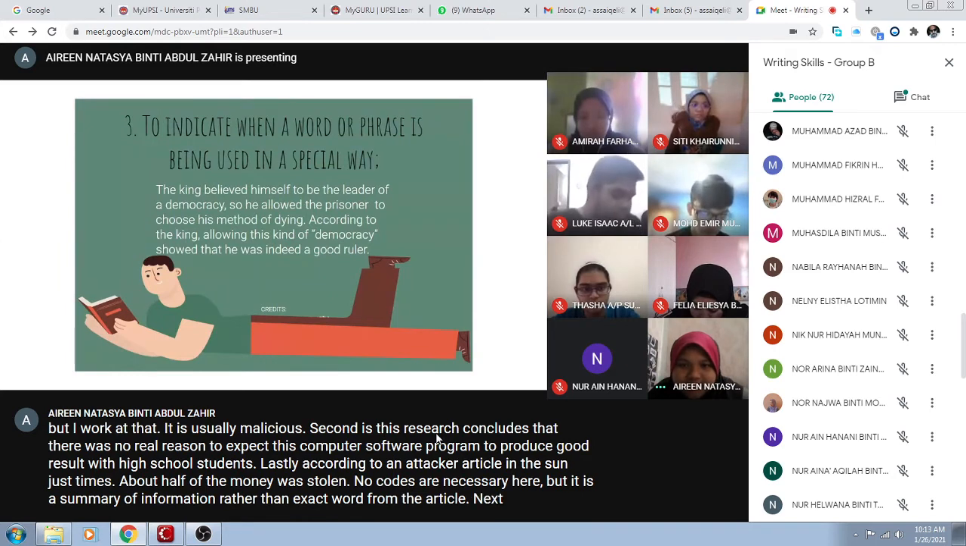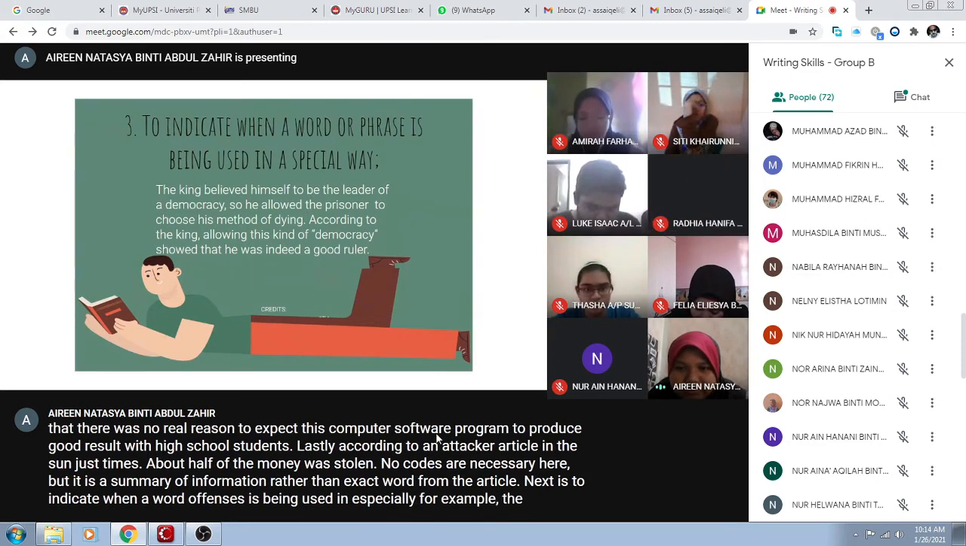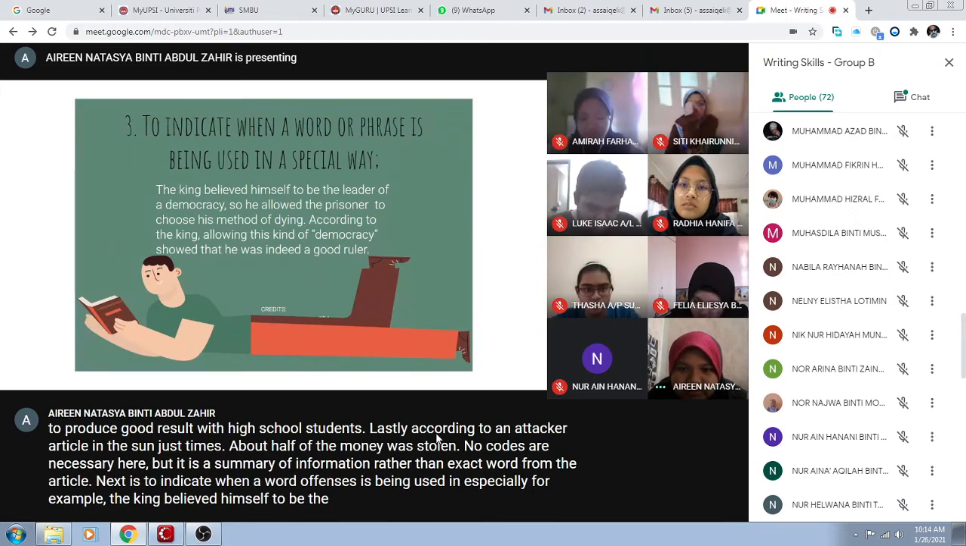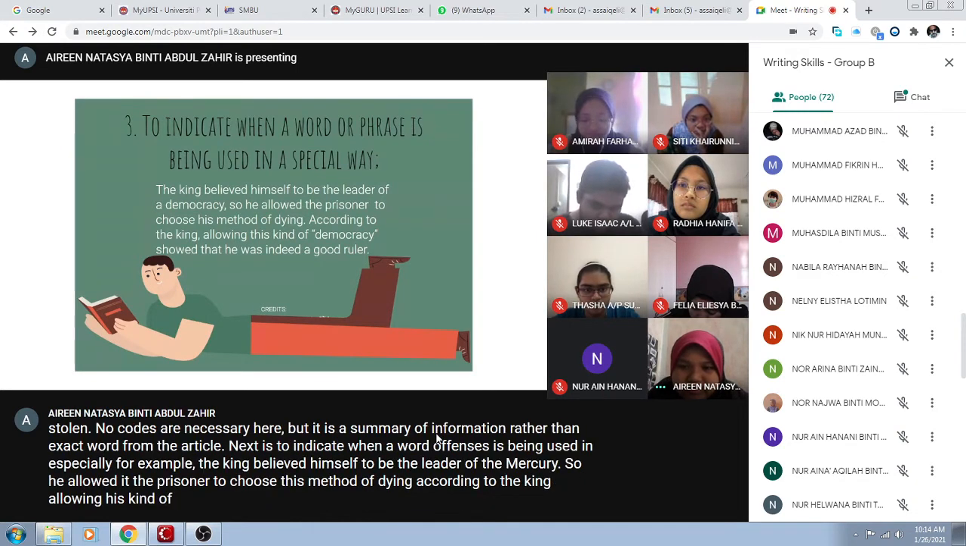Next is to indicate when a word or phrase is being used in a special way. For example, the king believed himself to be the leader of a "democracy," so he allowed the prisoner to choose his method of dying. According to the king, allowing his kind of "democracy" showed that he was indeed a good ruler.